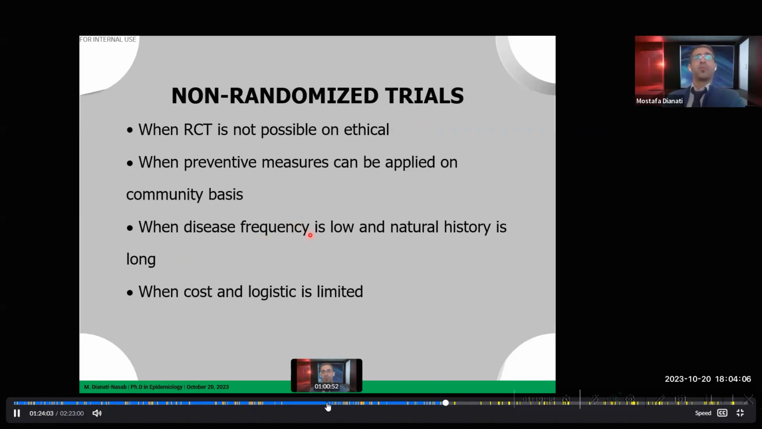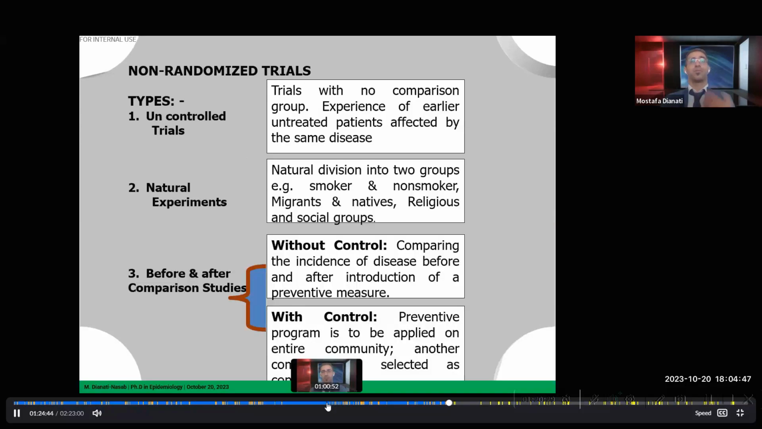So basically, when disease frequency is low and natural history is long, we also can use non-randomized trial. The reason behind that is that we have no idea about this disease, if it can happen or not in the future. So basically, we are going to just try our new drug and see the effect of the new drug on the society. And also, randomized trials are really expensive. However, non-randomized trials cannot be that expensive as randomized control trials are.